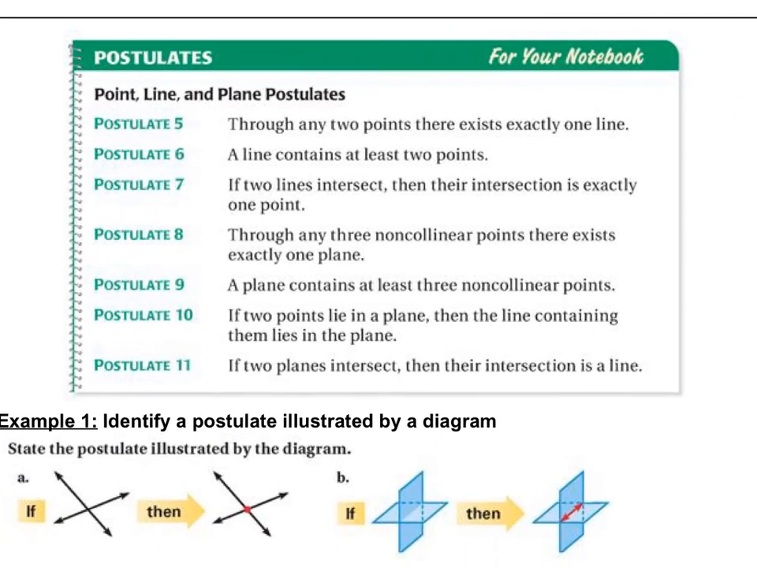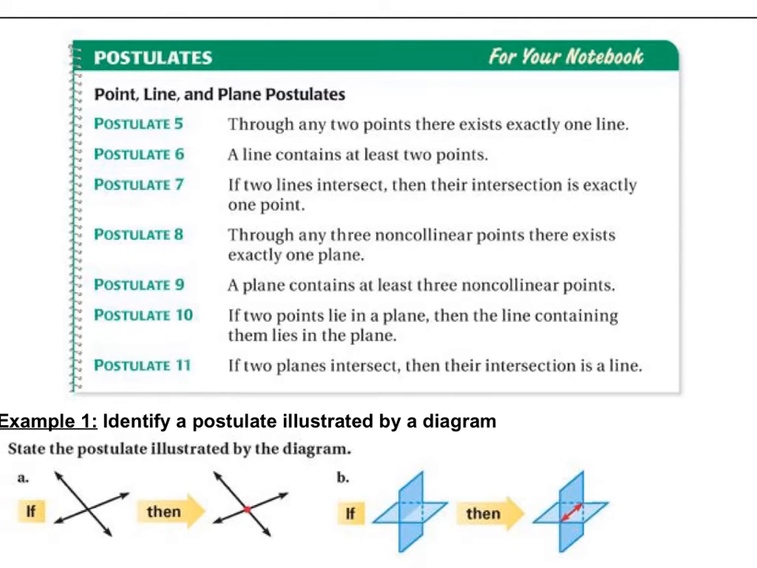Okay, they don't have any real names other than postulates 5 through 11, and they're all about points, lines, and planes. Just to go through a couple of them, postulate 5, through any 2 points there exists exactly one line. Postulate 6, a line contains at least 2 points. 7 is if 2 lines intersect, then they intersect at exactly 1 point. You can read the rest of them there.